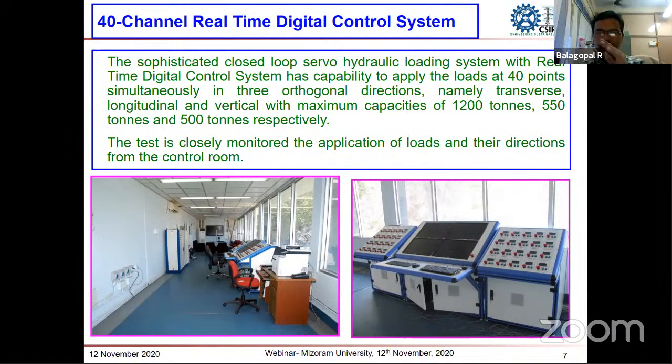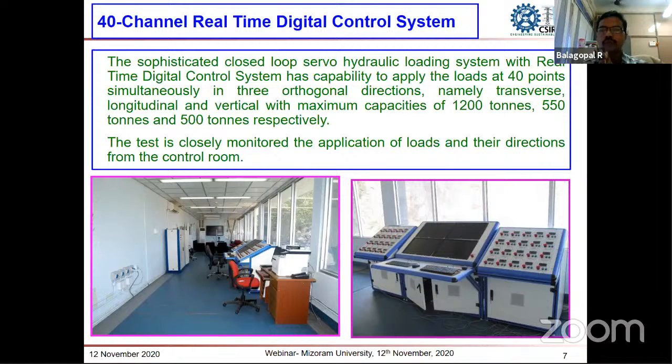Depending upon whether it is a single circuit, double circuit or multi-circuit tower, the number of load points may vary. For a single circuit tower, the load points may be fewer. For a double circuit tower, the load points may be higher. For a multi-circuit tower, the load points will be very high. For that, we have up to a 40-channel control system that we monitor through this control system.